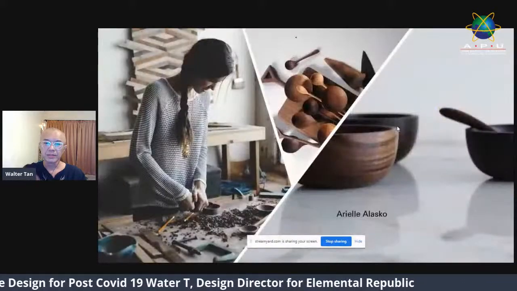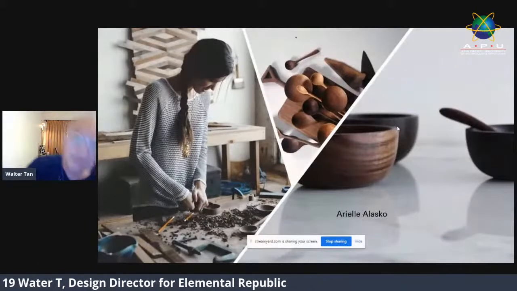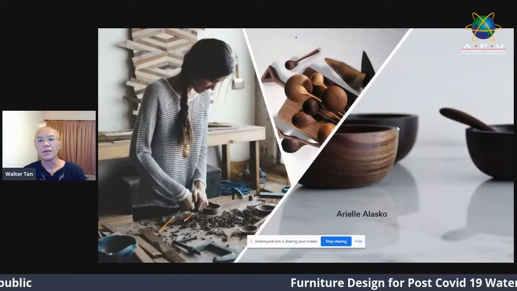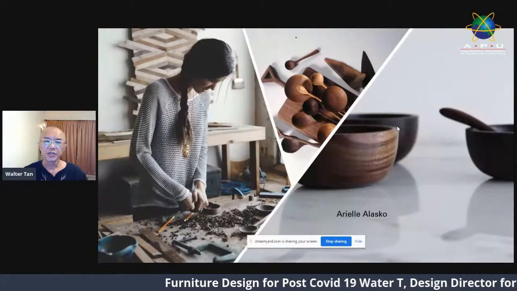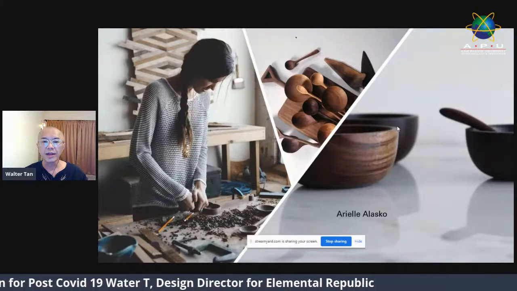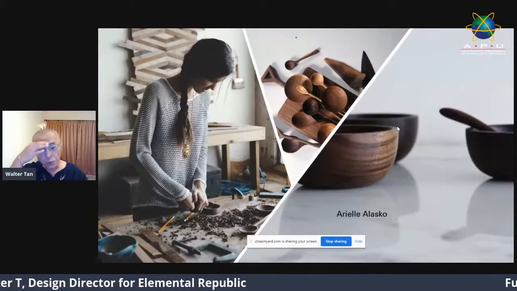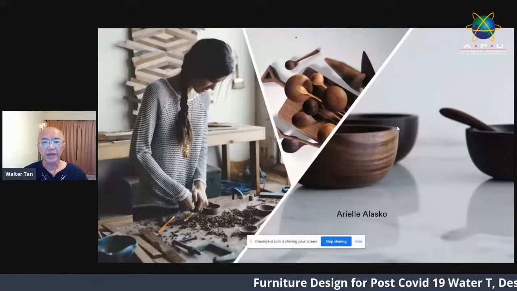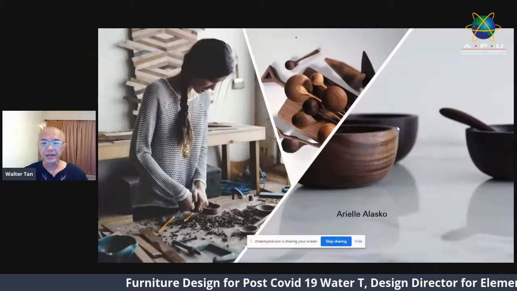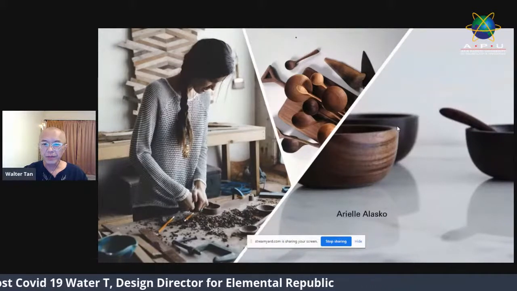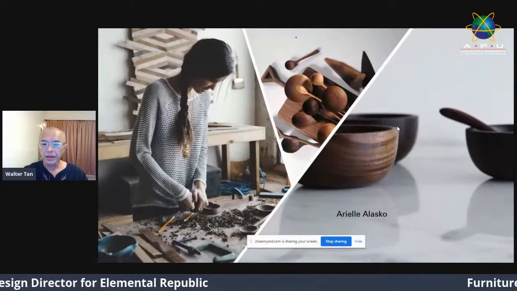Now this is a girl called Ariel. I think she's from the San Francisco Bay Area. She is a product designer. She made her own design, and she made a lot of wooden spoons to sell, and she can make her own living. She does a lot of spoons and wooden bowls.